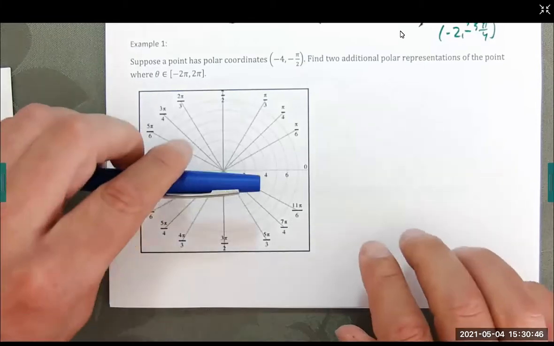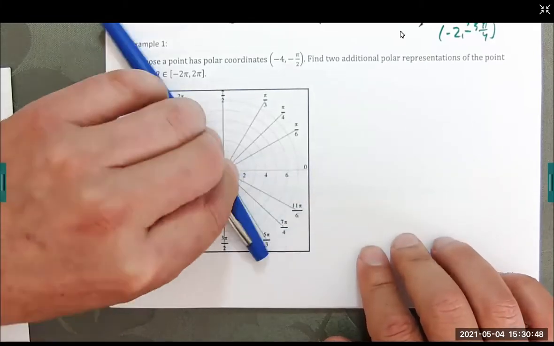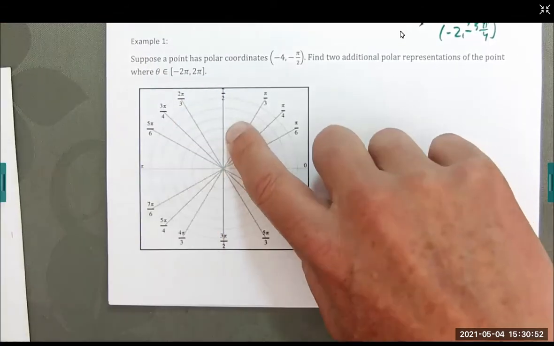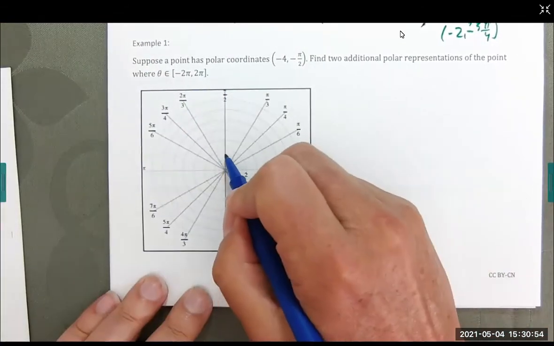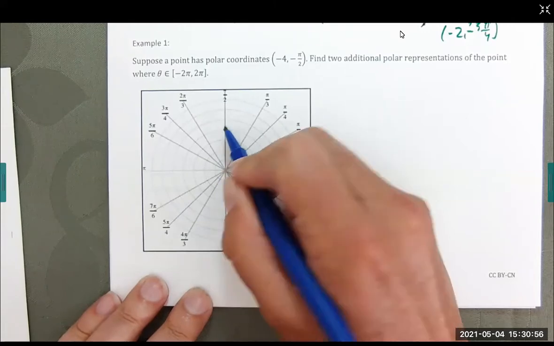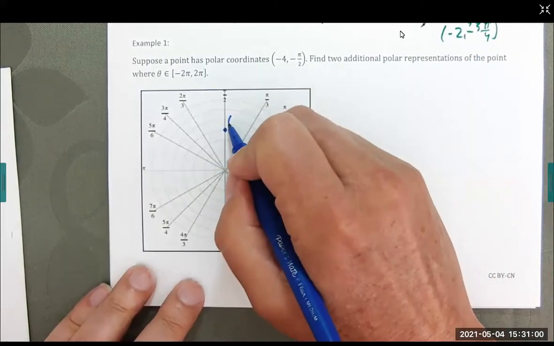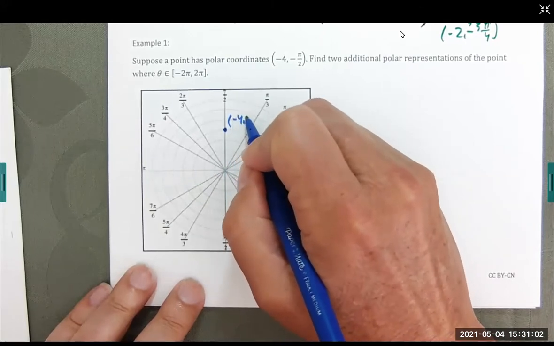It says to start here, and we're going to go a negative pi over 2 and then go backwards 4. So I'm going to be up here. So 1, 2, 3, 4. There's my point. So that is the point negative 4, negative pi over 2.